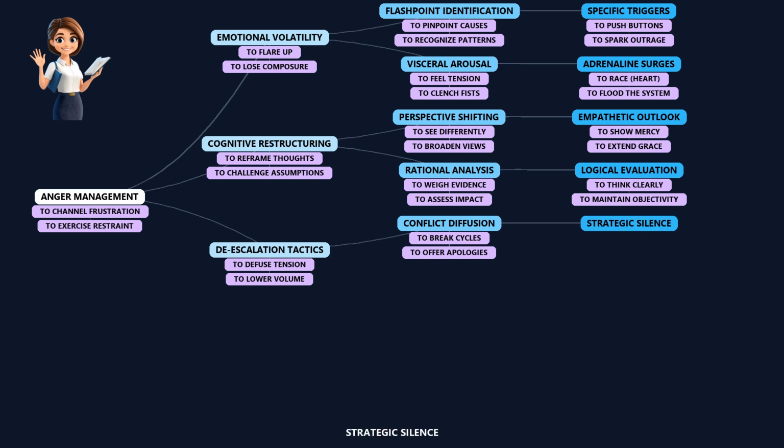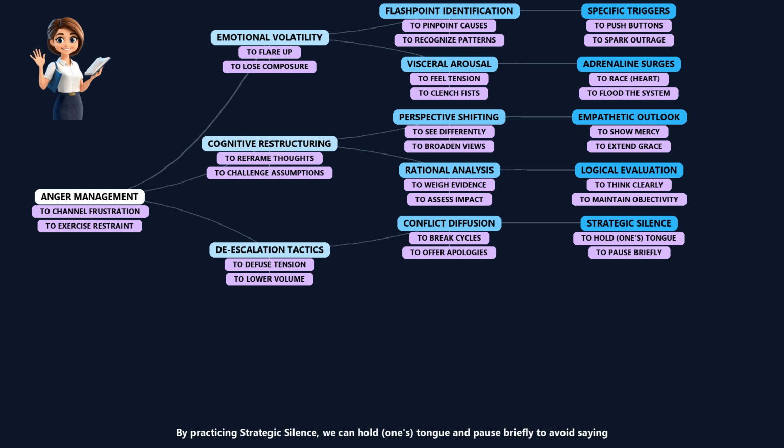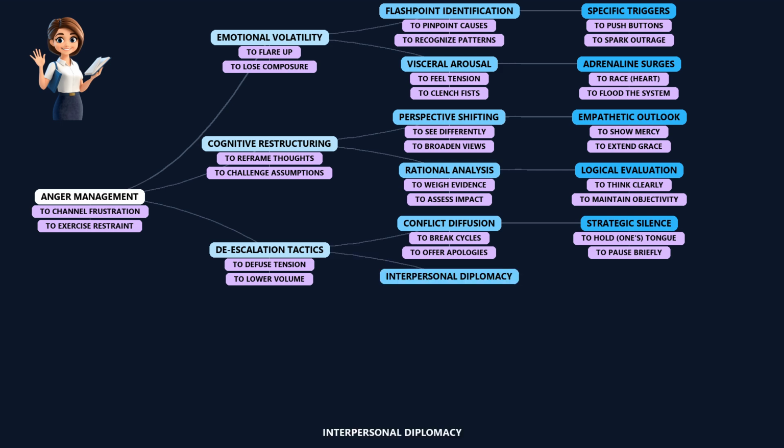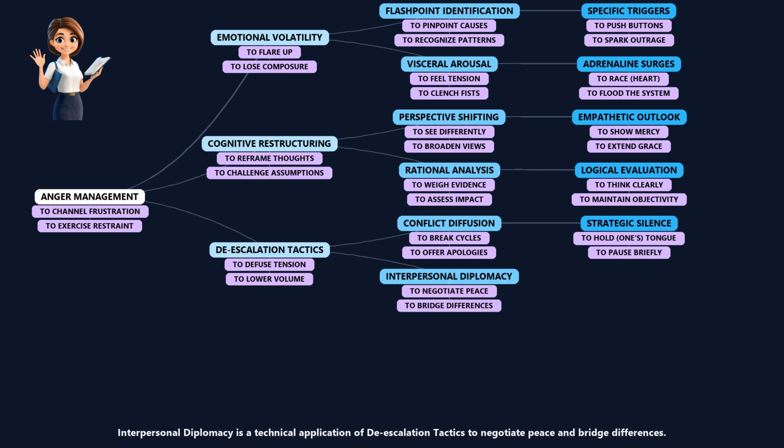Strategic silence. By practicing strategic silence, we can hold one's tongue and pause briefly to avoid saying something we regret. Simply put, we are choosing to stay quiet for a second so we don't say something mean. Interpersonal diplomacy. Interpersonal diplomacy is a technical application of de-escalation tactics to negotiate peace and bridge differences. In simple terms, we are acting like a polite leader to help everyone get along again.